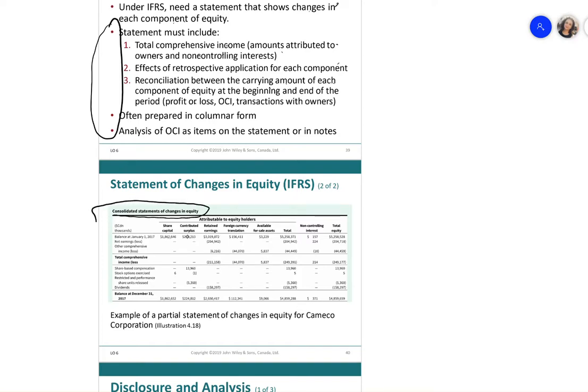You have share capital, contributed surplus, retained earnings, foreign currency gains and losses, and any available-for-sale assets. You have total interest, then from there the non-controlling interest, and then from there we can figure out our total equity. Non-controlling interest arises when we have a subsidiary that we control, but we own less than the full interest, so the remainder is called the non-controlling interest.